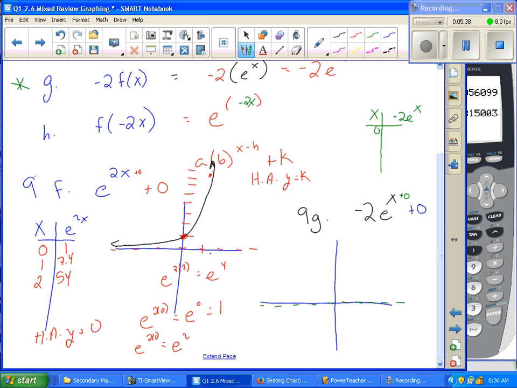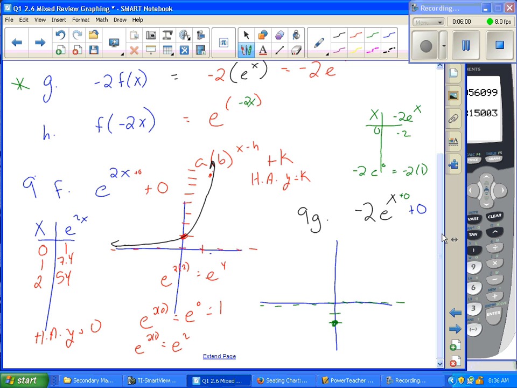So if I plug in 0, I get negative 2 e to the 0th power. I know e to the 0th power is 1, so then I get 1 times negative 2, which is negative 2. So I have 0 comma negative 2.